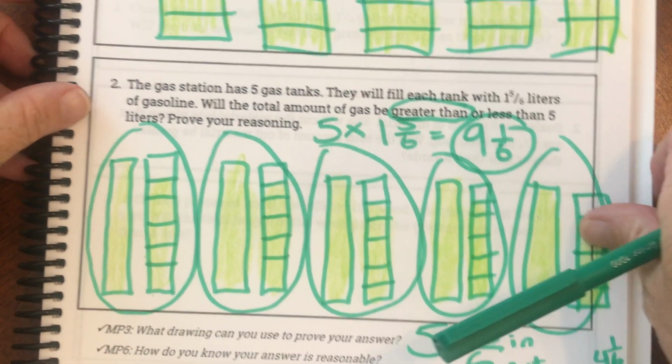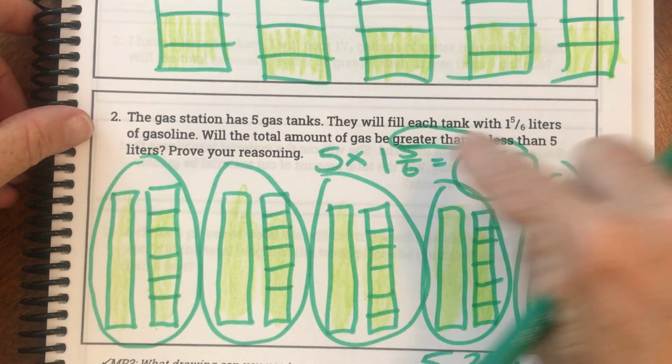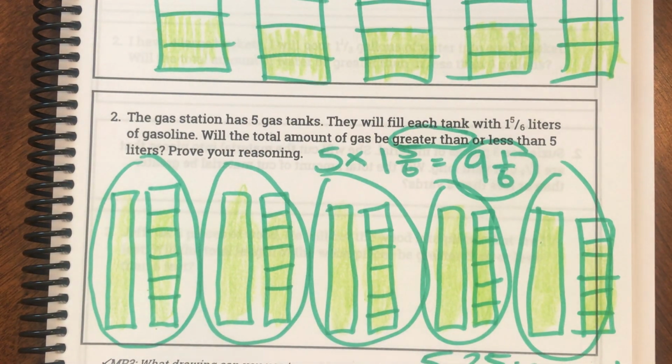So I was right. My answer is greater than 5, and it's because I was multiplying 5 by something that's greater than 1.